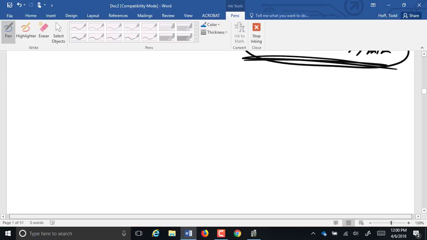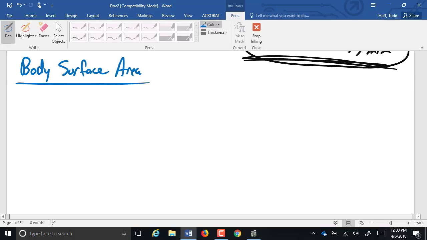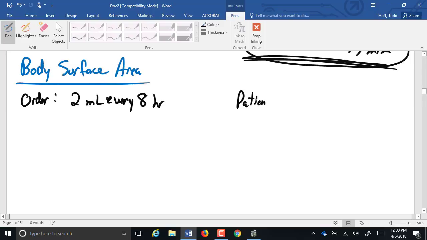Okay, so last class, we talked about body surface area. So let's do some safe dosages with body surface area. So we have an order for 2 milliliters every 8 hours for a patient that is 70 pounds and 47 inches tall. We have to have both now for body surface area.